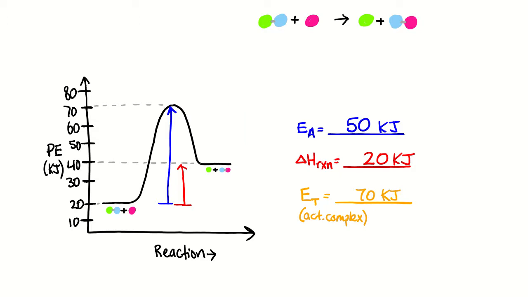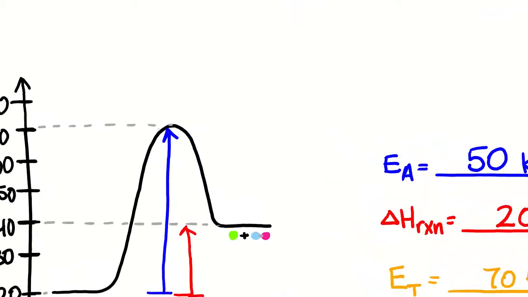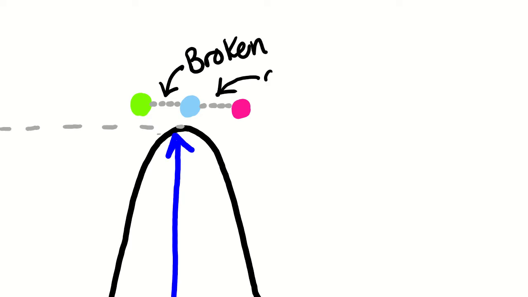But what is truly happening at this transition state, at the high energy activated complex? At the activated complex, bonds are being broken and bonds are forming from reactants to products. So in this example, we have a green atom that is breaking the bond with the blue atom. And at this time, the blue atom is forming a bond with the pink atom in the most simplistic representation of this. So this is the bond being broken, and this is the bond being created.